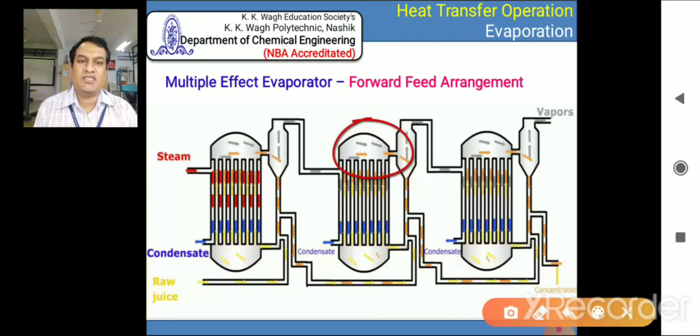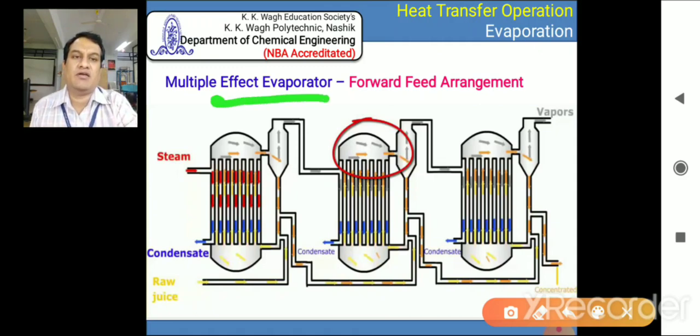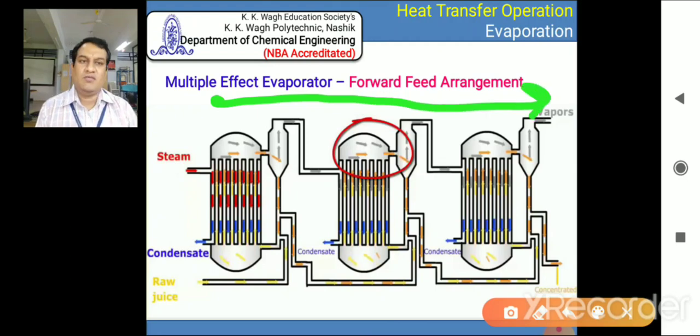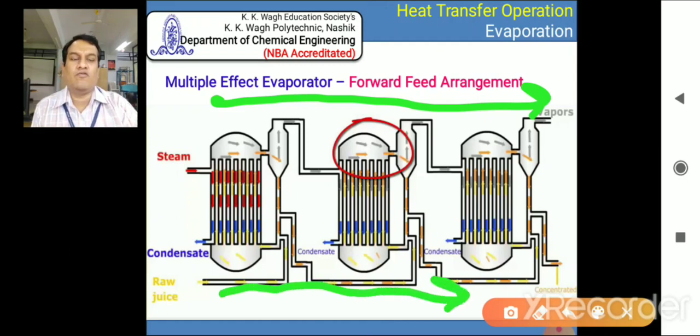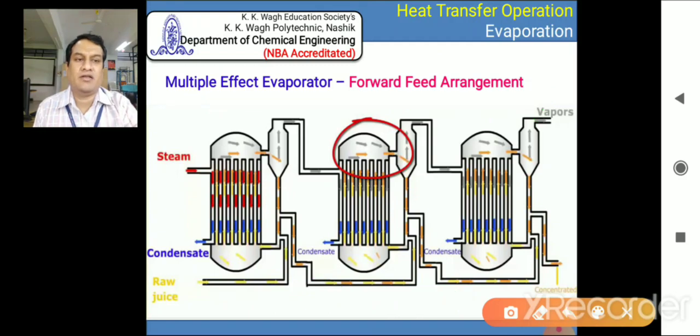So in this way, if the steam direction and the thin liquor direction are parallel, then it is called forward feed arrangement. It means in this arrangement the steam always flows from left to right, that is from first to second, second to third effect. But in a forward feed arrangement, the raw material is also flowing in the same direction, that is from first effect to second and second to third effect, and that is why it is called forward feed arrangement, right?